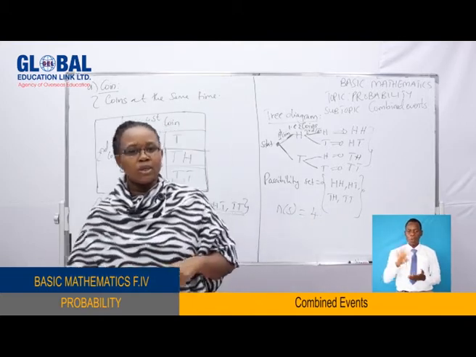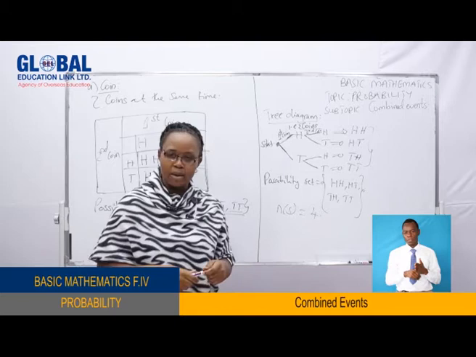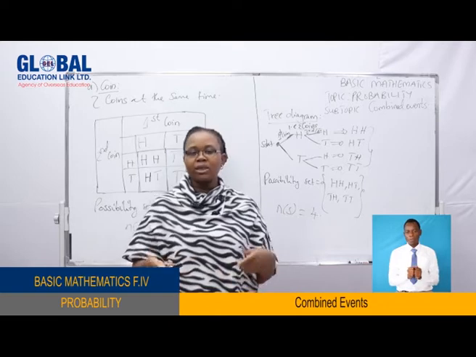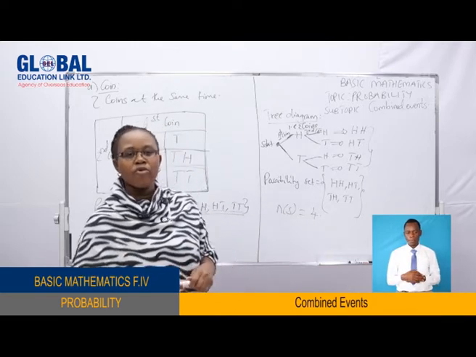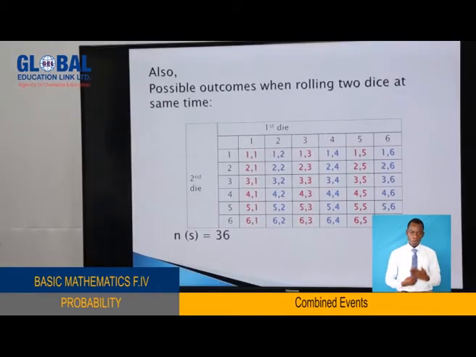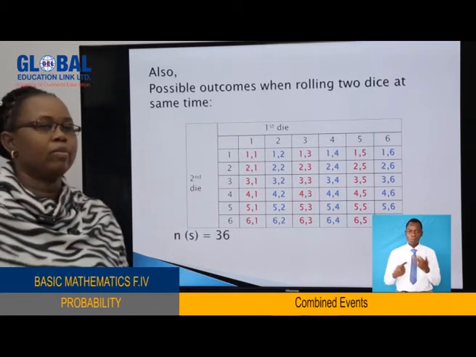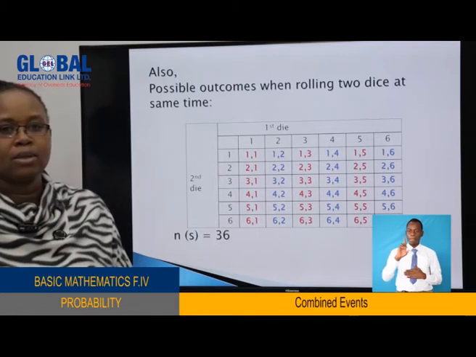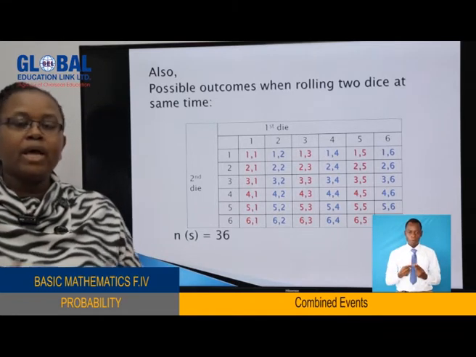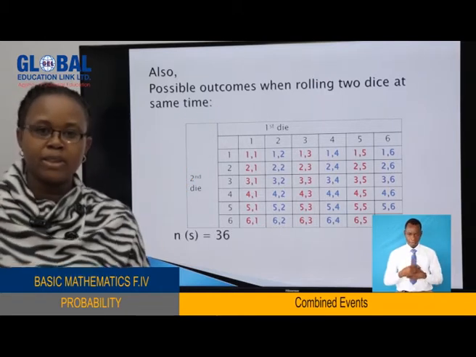My dear students, this is how to find a possibility set by using a tree diagram. After seeing how to find the possibility set by using a tree diagram, let's look at the example of a die. My dear students, the second example is about a die: possible outcomes when rolling two dice at the same time. Here we are looking at two dice. The first one, we looked at two coins. Those are combined events. And now we are looking at two dice, which are also combined events.